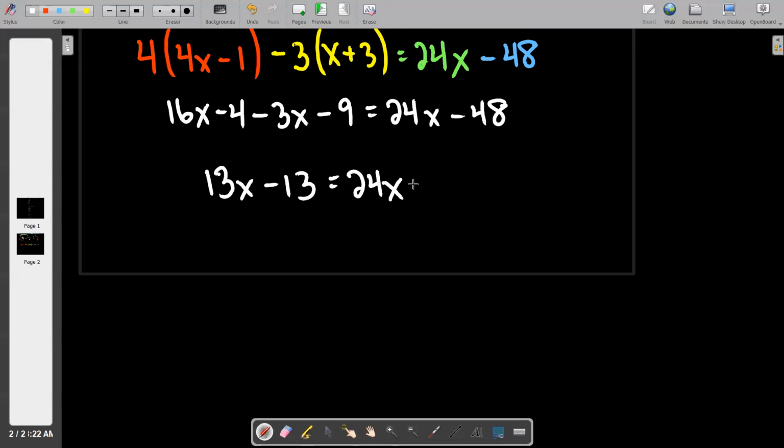It's at this point that you realize now you look like somebody that I know. We're going to get the x's to one side. We're going to get the numbers to the other side, and we're going to divide. So here we go. We're going to begin by subtracting the 13x from both sides, because we know that we should control the x's while we can. So we're going to be left with negative 13 equals how many x's? 11.